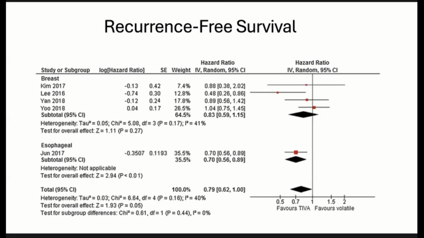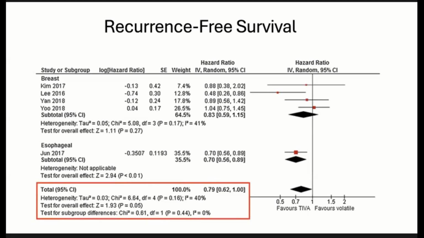Five studies, 4 of the retrospective and the one RCT, examined this effect between TIVA and the volatile agents on recurrence-free survival, specifically in breast and esophageal cancer. The total sample size was just shy of 7,000 patients. When compared with volatile anesthesia, the use of TIVA was associated with what the authors report as a borderline protective effect, with an effect estimate of 0.79 and a p-value of 0.05.